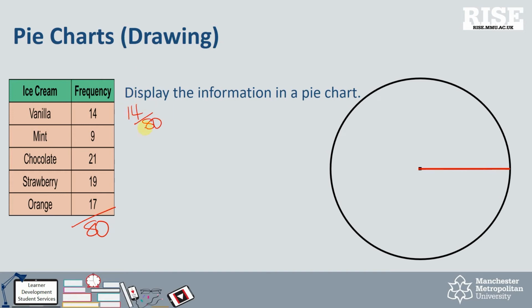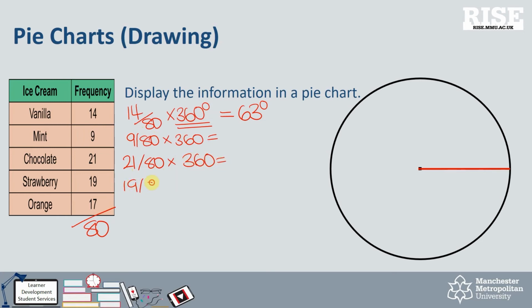If I wanted to get this as a fraction of the angle of a pie chart, I need to times it by 360 degrees, because a full pie chart is always 360 degrees. This would give me the angle of a pie chart for vanilla as being 63 degrees. I can do the rest of them also. Mint is 9 out of 80, and then times by that 360. Chocolate is 21 out of 80, and then times by the 360. And I could do this and so on.